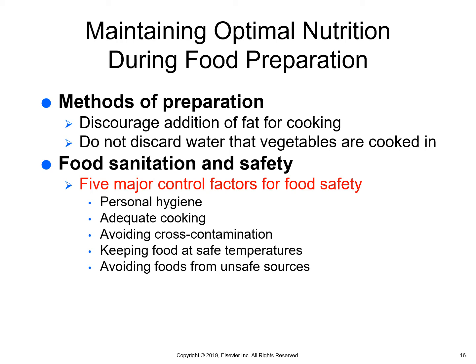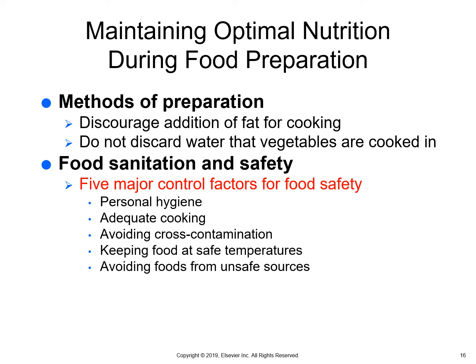So by that, I mean if you're using a cutting board to cut up your chicken, you don't want to use that same cutting board to cut up your veggies. You'd want to clean that really, really well if you do need to use the same cutting board, so that you don't cross-contaminate possible infection from the meat to the veggies. We want to keep food at safe temperatures. Oftentimes people will leave food out too long, and it needs to be refrigerated, and avoid buying foods from unsafe sources.